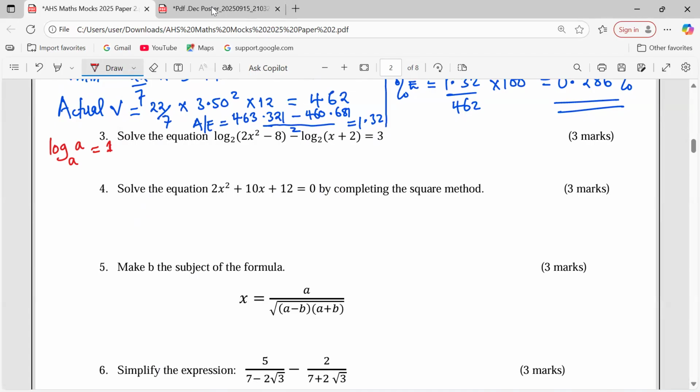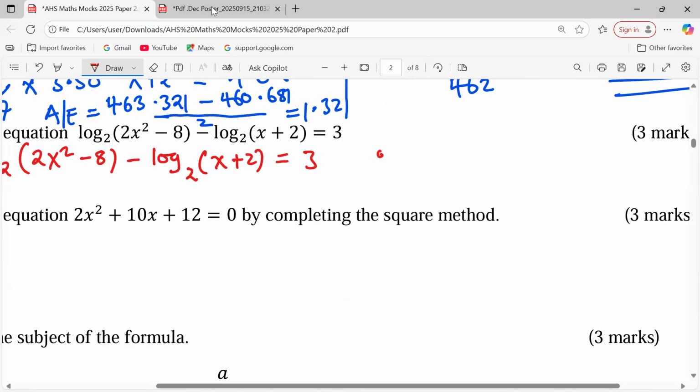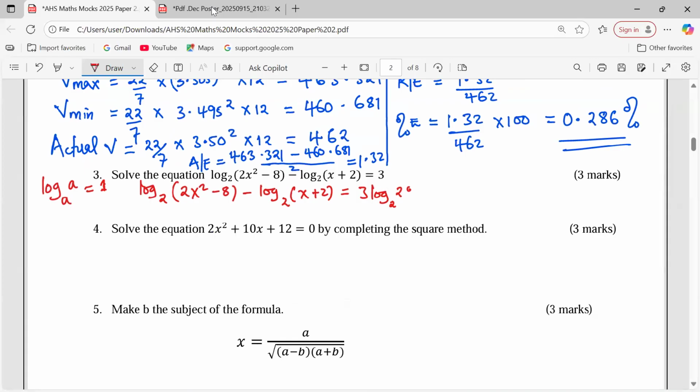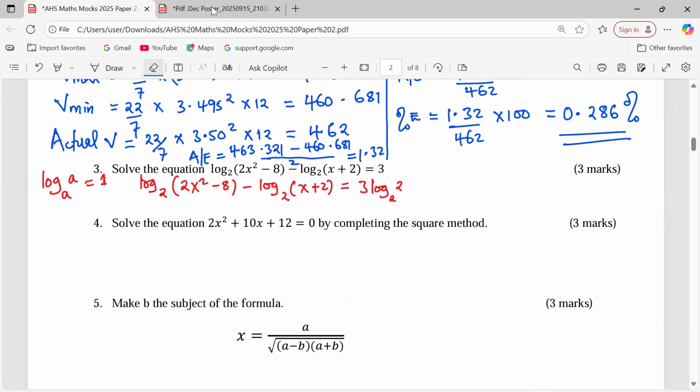So we can rewrite and say the log to base 2 of 2x squared minus 8, minus the log to base 2 of x plus 2, equals 3 multiplied by the log of 2 to base 2. You see that we have not changed the value of 3, because 3 multiplied by log 2 to base 2, that value is just the same.